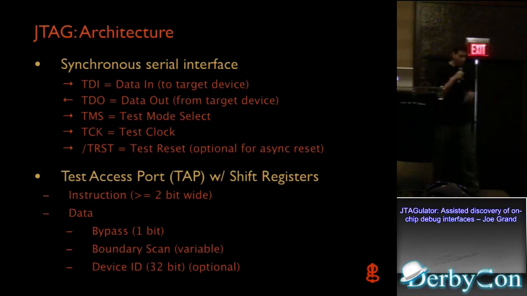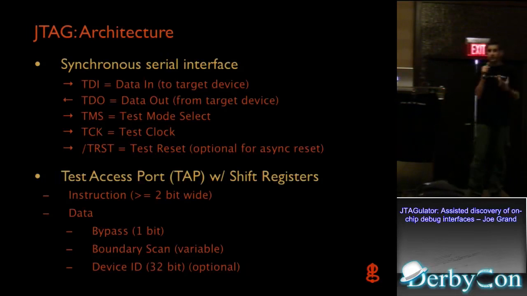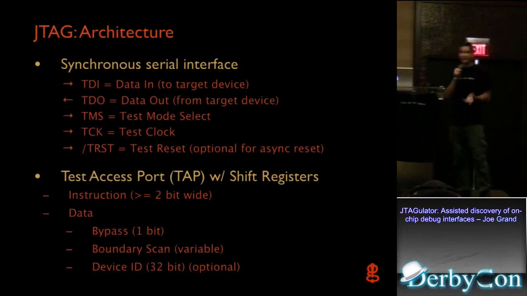Boundary scan will depend on the number of pins of the actual device, because that's what's going to let us control each individual pin. And then the device ID is another way that we use to try and determine the interface. And device ID is a 32-bit register. It's optional per the JTAG spec, but pretty much everybody uses it. And it's a device identifier that will identify the manufacturer, the architecture type, and some other stuff.